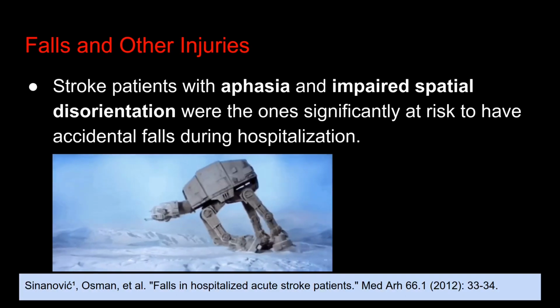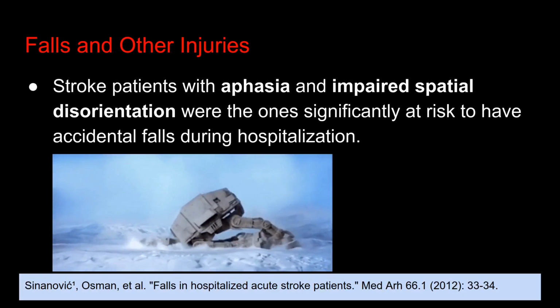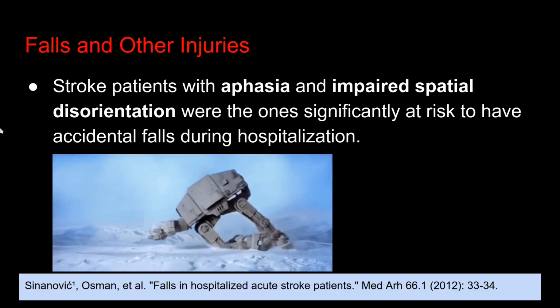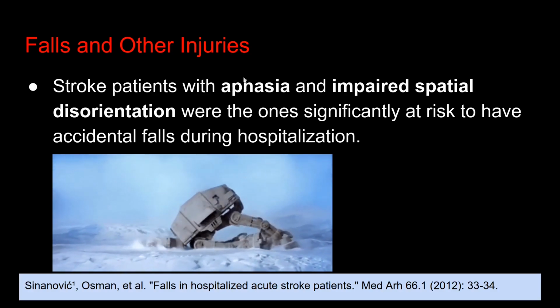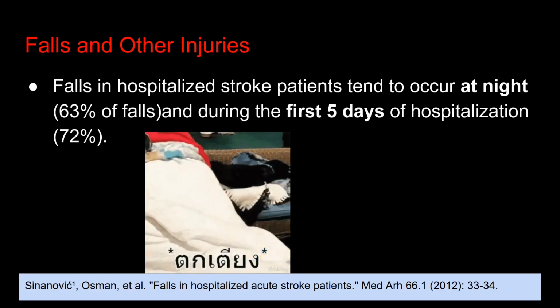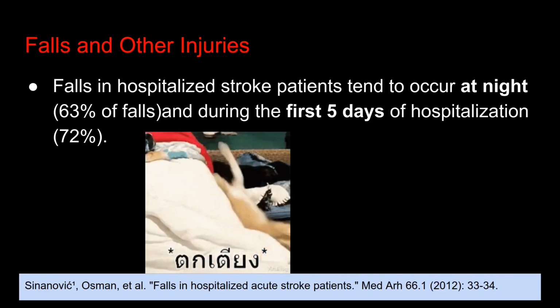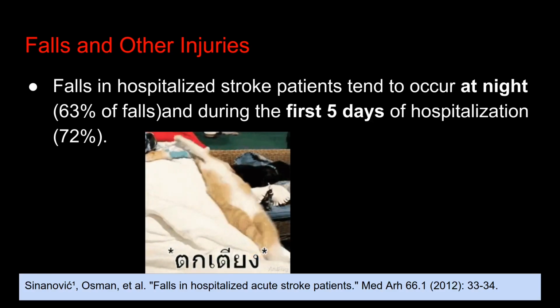Lastly, let's talk about falls in stroke patients. Now, this is very avoidable and preventable. Okay, who are the stroke patients at risk for falls? These are the aphasic patients or those patients with impaired spatial orientation. Okay, so when do these falls tend to occur? Now, this is something that the hospital and the nursing staff can help to avoid, knowing that most of the falls tend to occur at night and during the first 5 days of hospitalization.